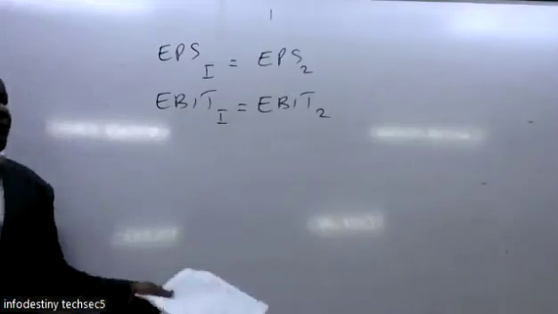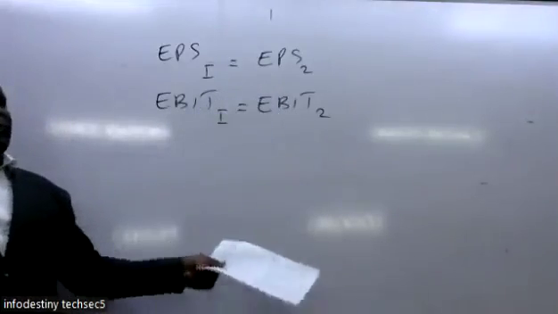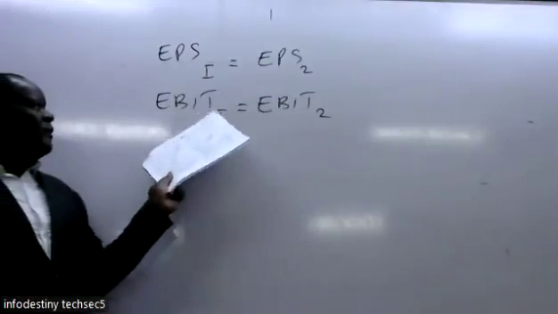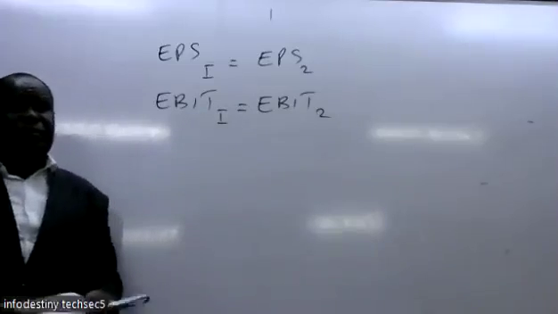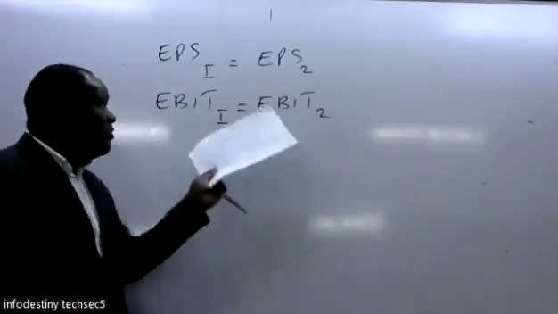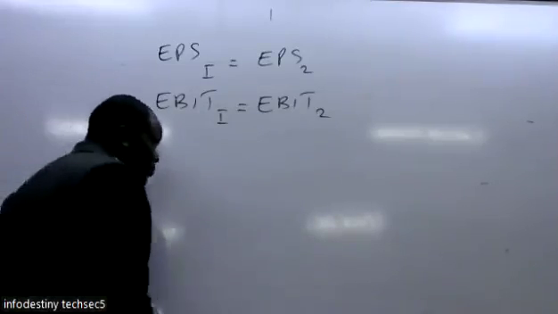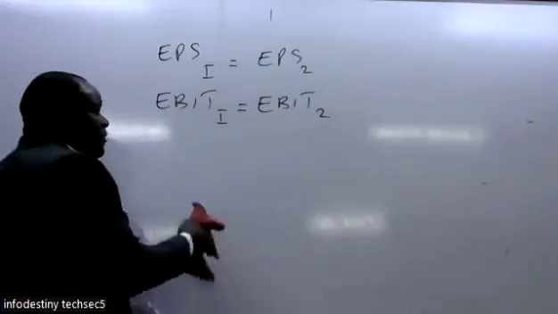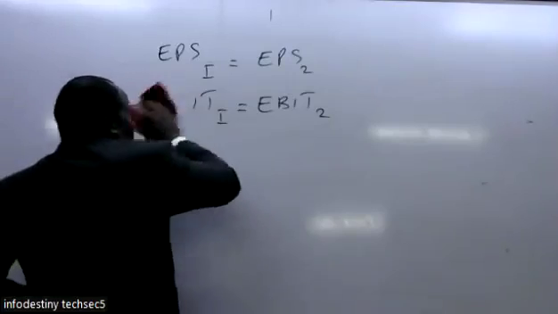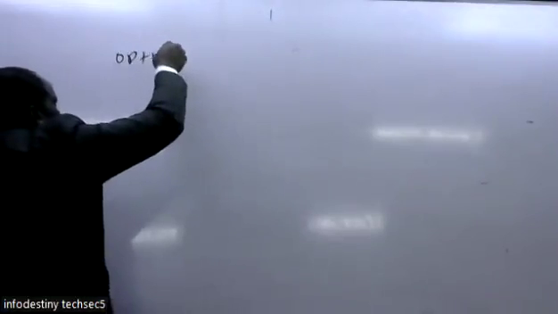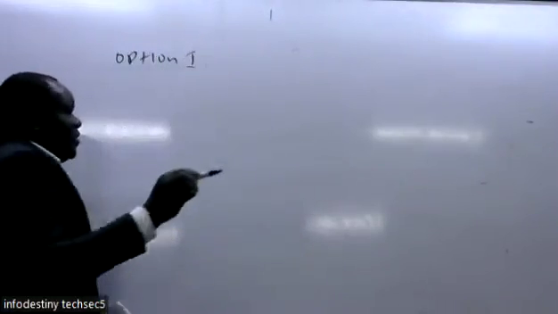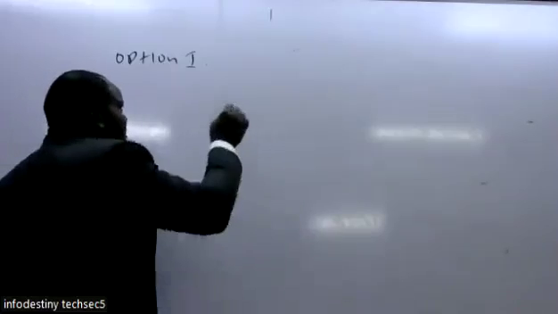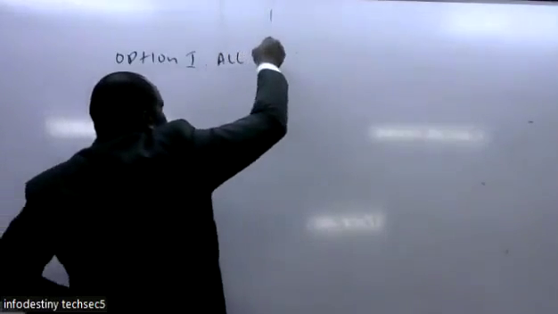So at the point of indifference, earning per share for the two options will be the same, and earnings before interest and tax for the two options will also be the same. We shall be computing the two items for both to show that point of indifference. We start off by analyzing option 1. Option 1 was share for share exchange, which means that it is all equity financed.